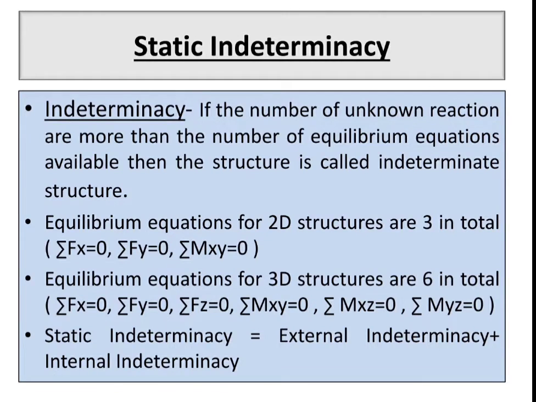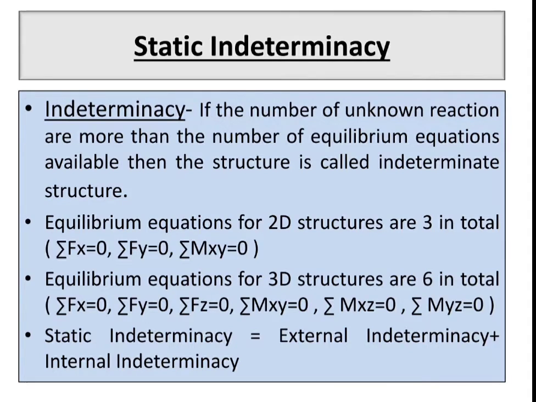And when you talk about equilibrium equations, for a 2D structure there are 3 in total. Those are: the sum of the forces acting in the x direction will be 0, that is sigma Fx equal to 0; the sum of the forces acting in the y direction will be 0, that is sigma Fy equal to 0; and the sum of the moments also will be 0. And likewise, equilibrium equations for 3D structures are 6 in total.